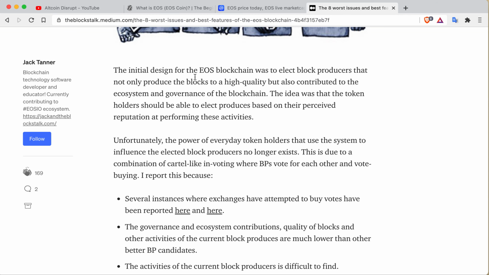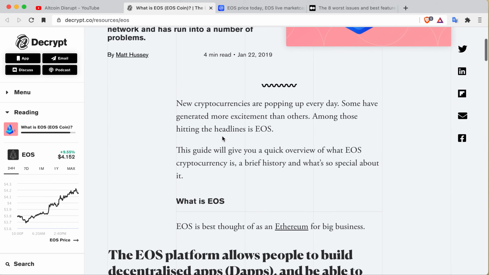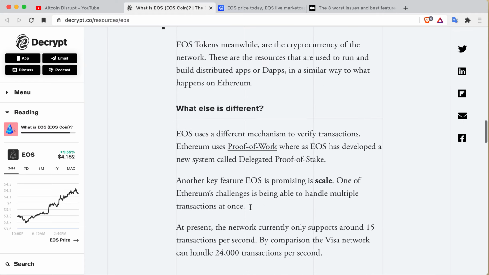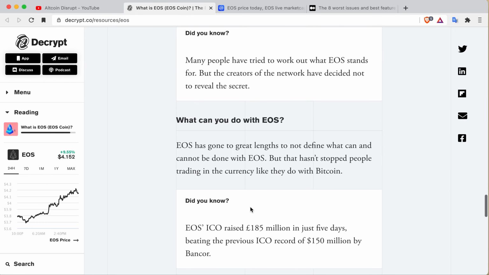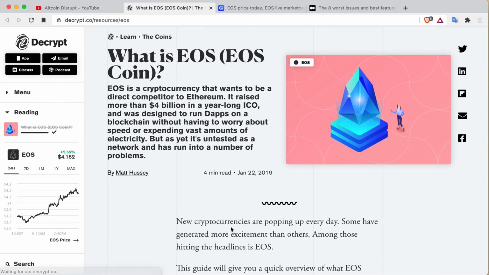So the initial design of the EOS blockchain was to elect block producers that not only produce blocks to a high quality, but also contribute to the ecosystem and governance of the blockchain. The idea was that token holders should be able to elect producers based on their perceived reputation at performing these activities. And I actually forgot to explain a very interesting thing about EOS, and this article does not do a good job of explaining it. They do not mention it at all, which is really strange.